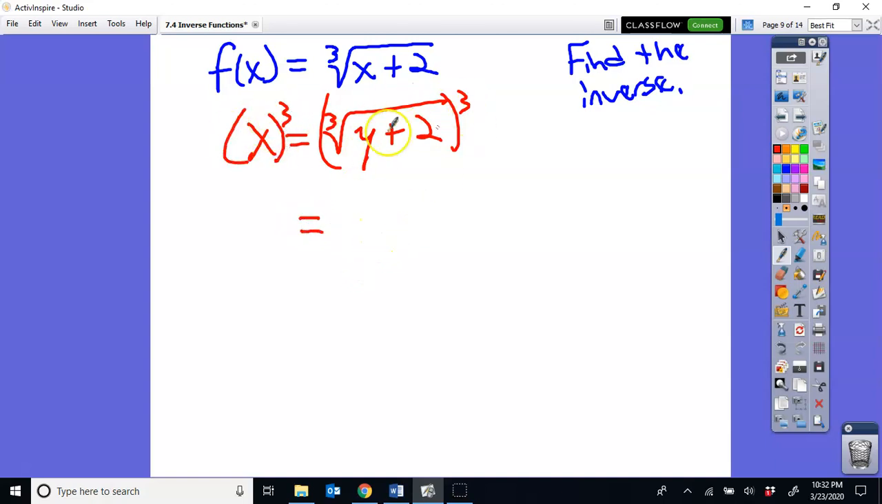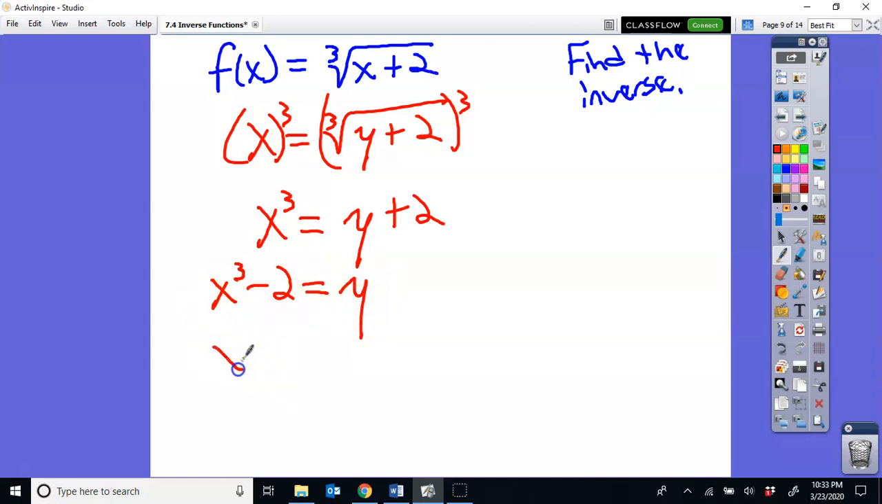If I do that, what does the cube root do? It basically disappears. On the left-hand side, x cubed is literally x cubed. And then I subtract the 2 over, so this will be x cubed minus 2. This would be my inverse function. And there's nothing weird happening there like we had with the plus or minus with the square root. So this is actually the inverse of this one.